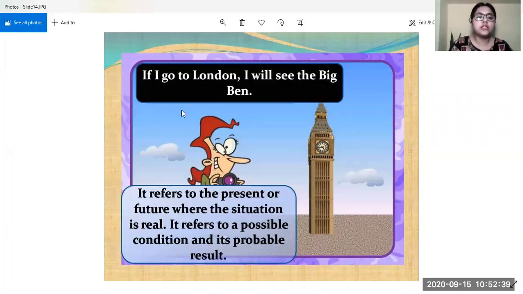Now, what is the usage of first conditional sentence? It refers to the present or future situation where the situation is real. It refers to a possible condition and its probable result. So here we talk about something real, like going to London is a very possible thing. One can go to London, and when one reaches London, what will he do? He will see the Big Ben.